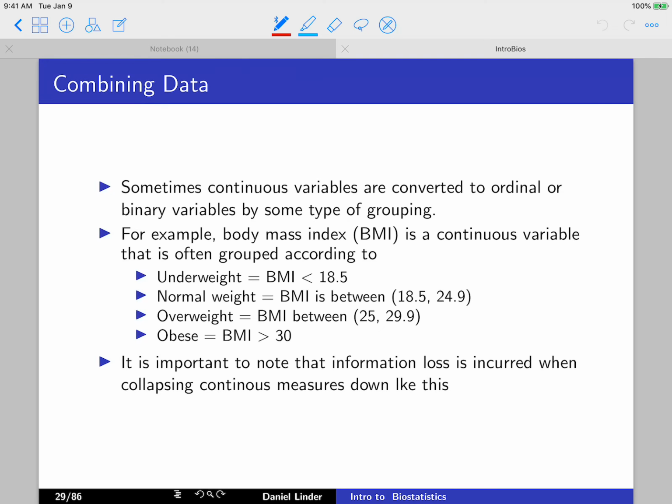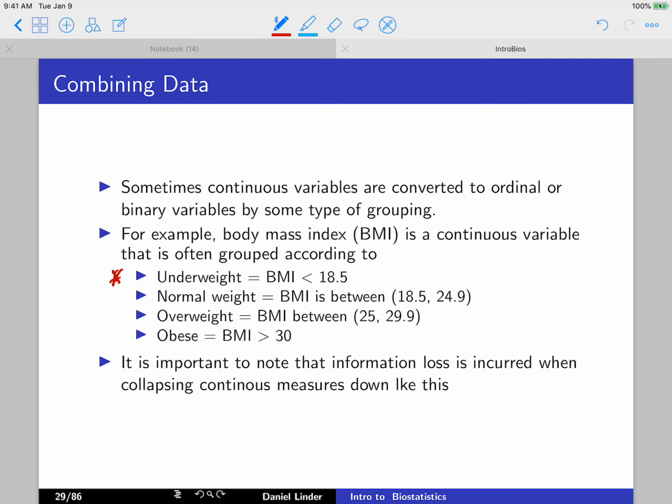Okay, sometimes it's useful to combine data, and this is done routinely whenever continuous measures are converted or collapsed into certain categories. So sometimes continuous variables are converted to ordinal or binary variables according to some level of grouping. So as an example, consider body mass index, BMI. It's a continuous variable, but it's often categorized or grouped according to these classifications. So underweight would be BMI values less than 18.5.